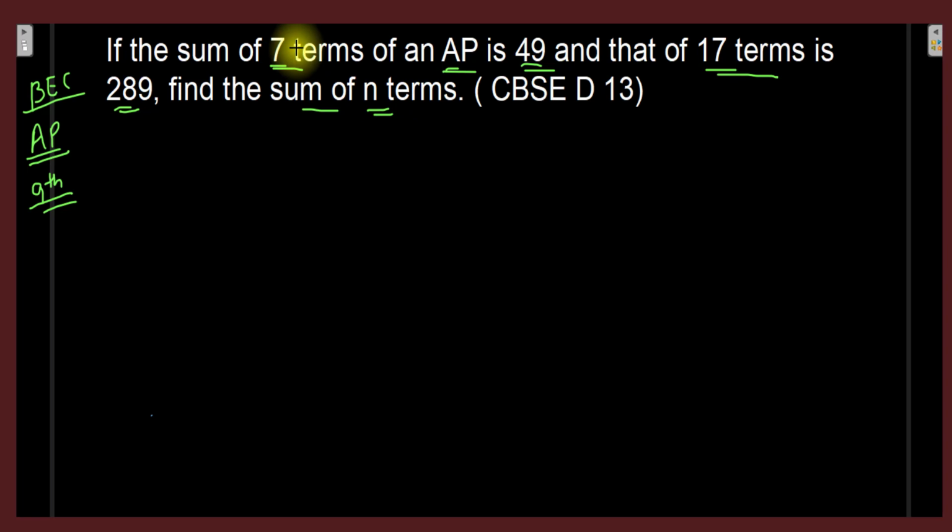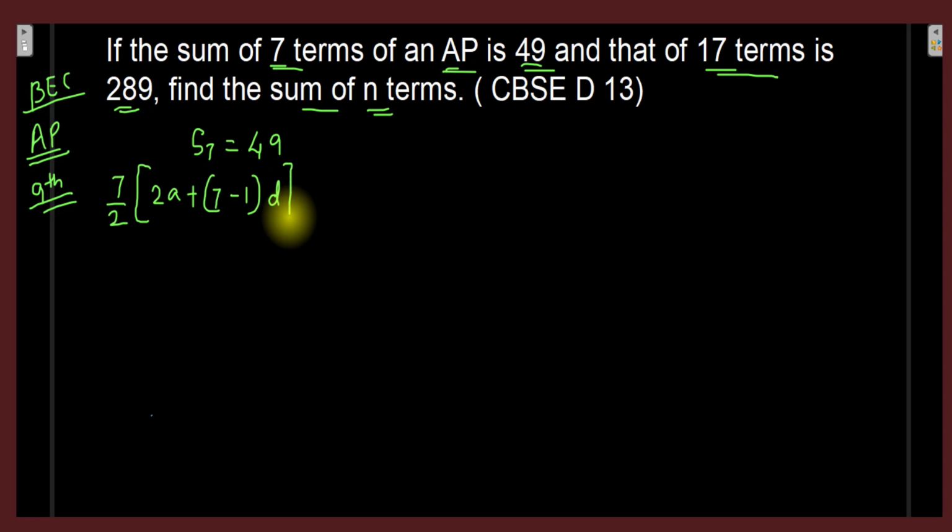From condition 1 we get the first equation, and from condition 2 we get the second equation, and we simultaneously solve these equations to get the value of a and d, that is the first term and the common difference. So first we will see what is given: the sum of 7 terms is given as 49, and the sum of n terms is n by 2. Here n is 7, so it will be 7 by 2 into bracket 2a plus n minus 1, that is 7 minus 1, into d, which is equal to 49.